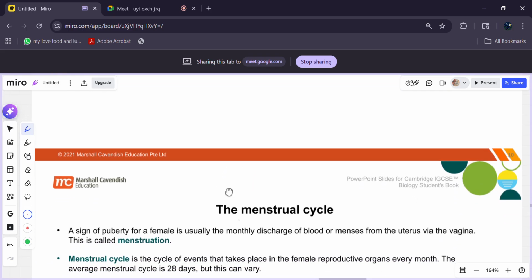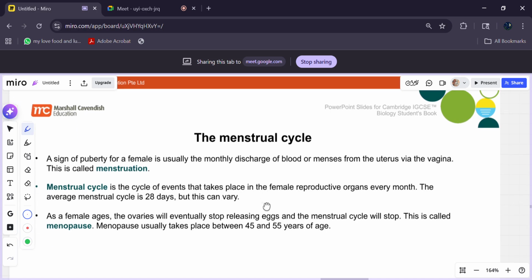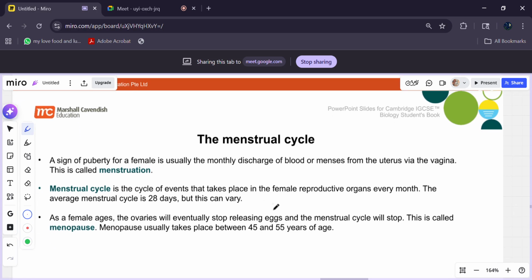And let's go to the menstrual cycle. For females, the first sign of puberty is usually a monthly discharge of blood or menses from the uterus via the vagina. This is called menstruation. The menstrual period, or time of menstruating, usually lasts for about 5 days. However, the length of the menstrual period and the amount of blood loss can vary from female to female. So depending on the person, the amount of blood loss and the number of days of the menstrual period vary.